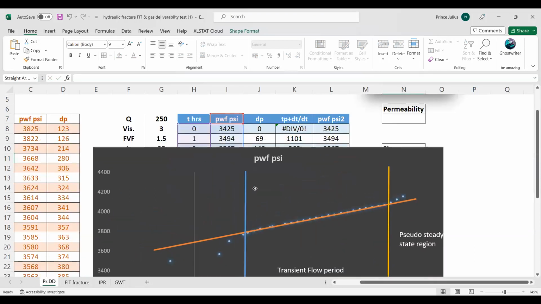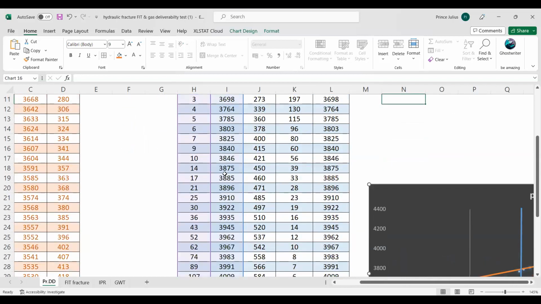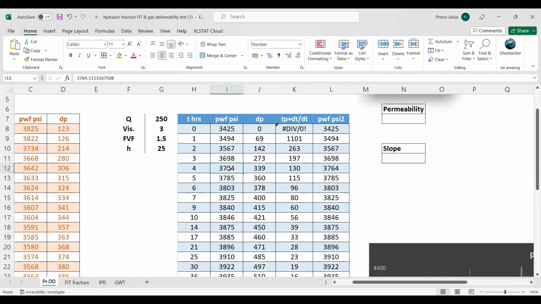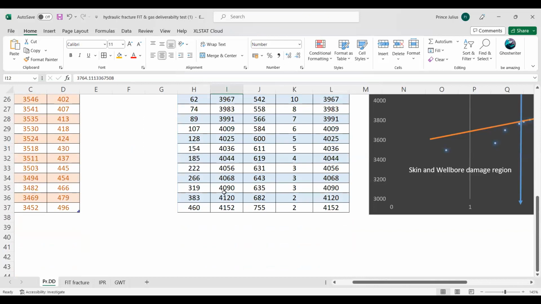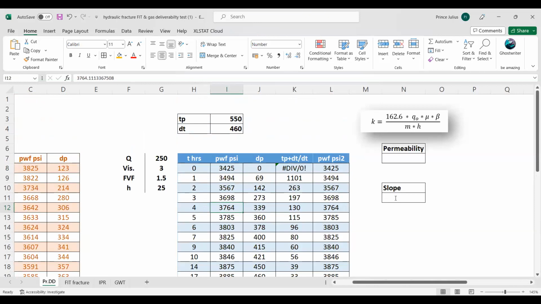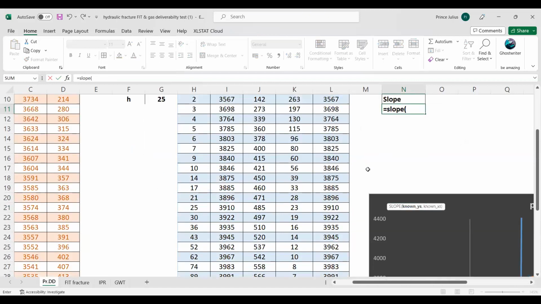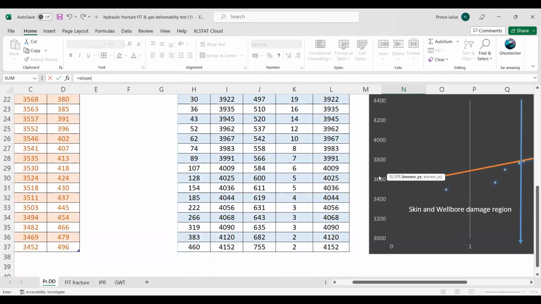So let me keep this down. This is the data I took. Sorry, first 4 points I'm avoiding and the last 3 points I'm avoiding to estimate slope. So in Excel, we have a function called SLOPE. It is asking for known y's and known x's. First of all, the y-axis represents Pwf, but the y-axis is linear, while the x-axis is logarithmic. It is a semi-log graph.